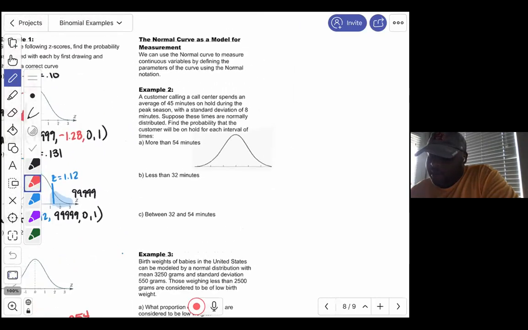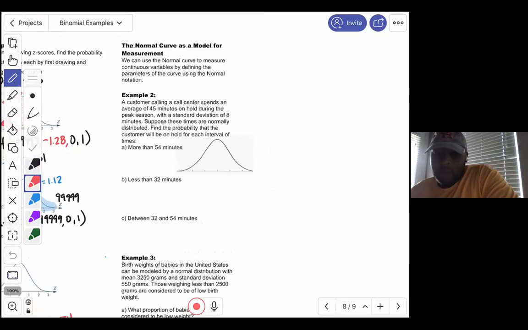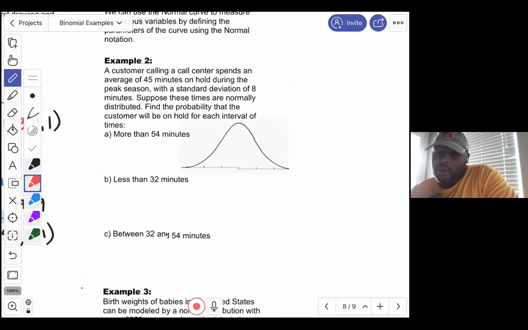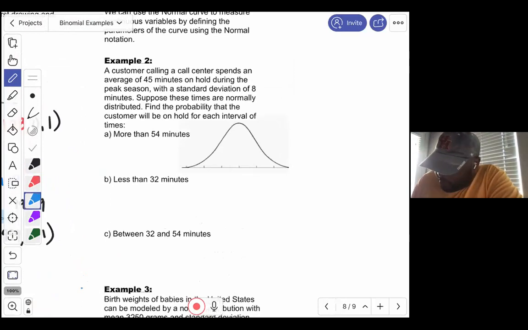And so what I mean by that is this. Look at example 2. A customer calling a call center spends an average of 45 minutes on hold during the peak season with a standard deviation of 8 minutes. Here are the keywords that you're looking for first off. It says, suppose these times are normally distributed. When you see that, that means draw a curve. You're going to draw a normal curve. And then they want you to find probabilities based off of that normal curve.